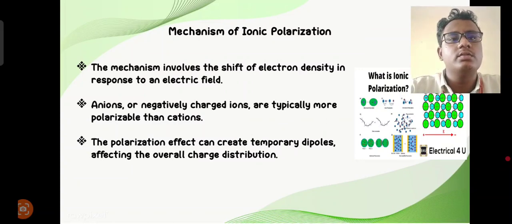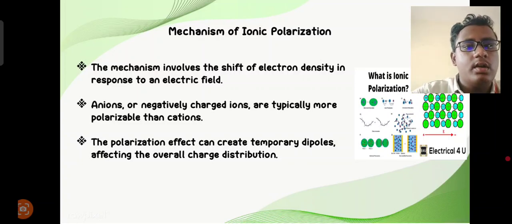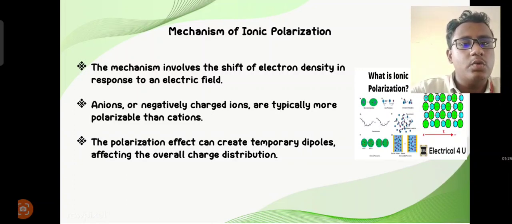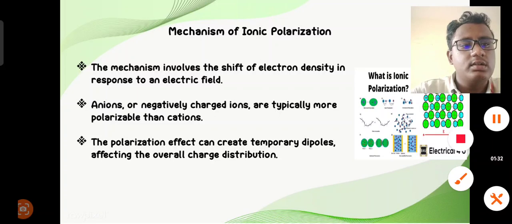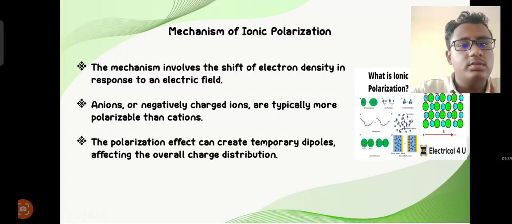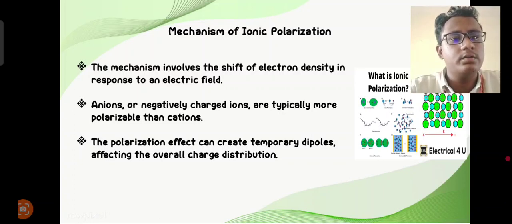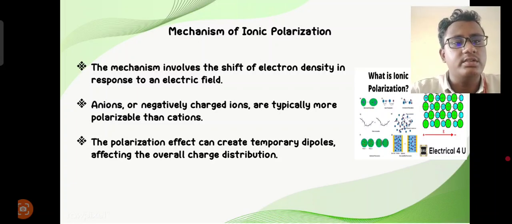Mechanism of ionic polarization. The mechanism involves a shift of electron density in response to an electric field. Anions, or negatively charged ions, are typically more polarized than cations. The polarization effect can create temporary dipoles affecting the overall charge distribution. Here is the picture of the mechanism of ionic polarization.